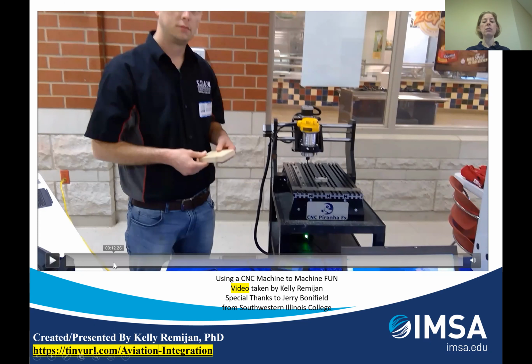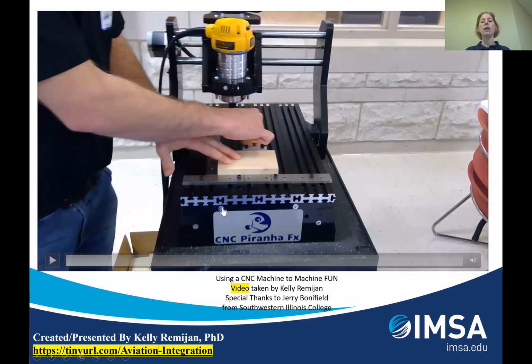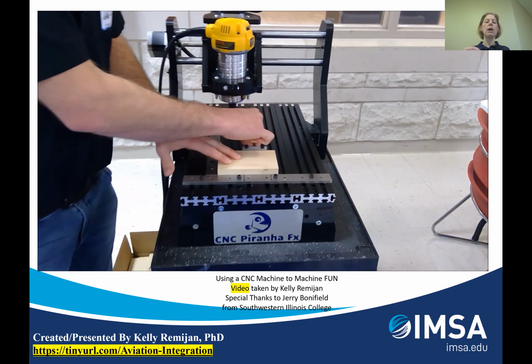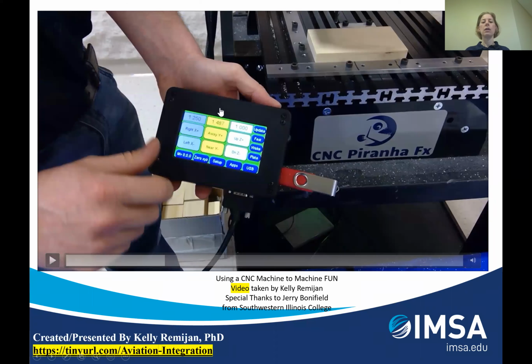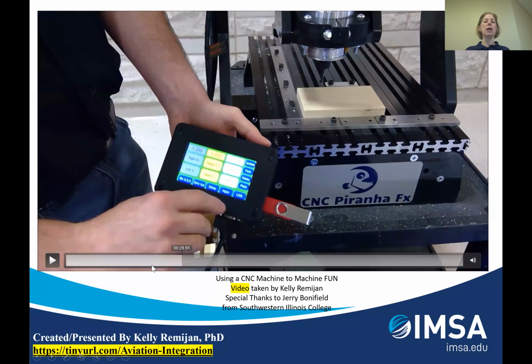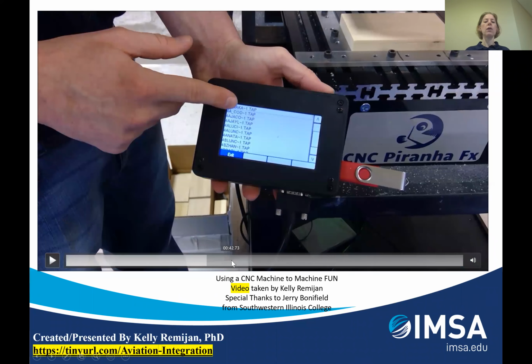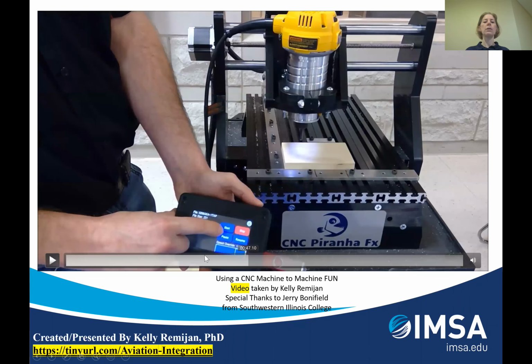And so just to show you a little glimpse of what's going to happen here, we can put, in this case, a rectangular piece of wood down, and we're going to use a USB device to read our program that the students developed. Once we have the wood in place, we can then get out our controller with our programs, and then the machine can simply run the program using what we have programmed.